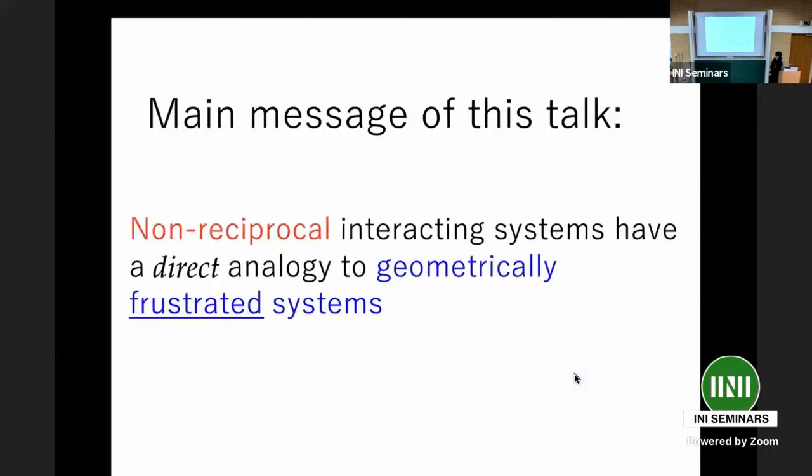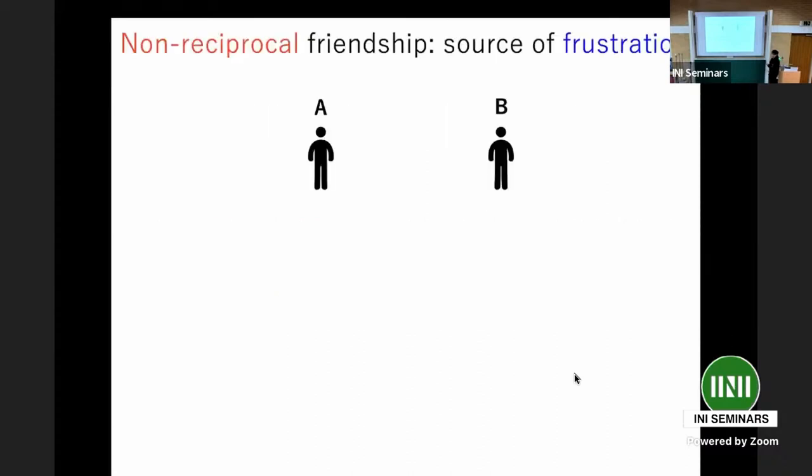So the main message of this talk is about understanding this kind of non-reciprocally interacting system. I'd like to argue that one interesting way of looking at it is as a system analogous to geometrically frustrated systems, and I'm going to argue that non-reciprocal interactions are a source of frustration. This might sound crazy, but consider this widespread non-reciprocal coupling example, which is maybe the most common non-reciprocity in our daily life.